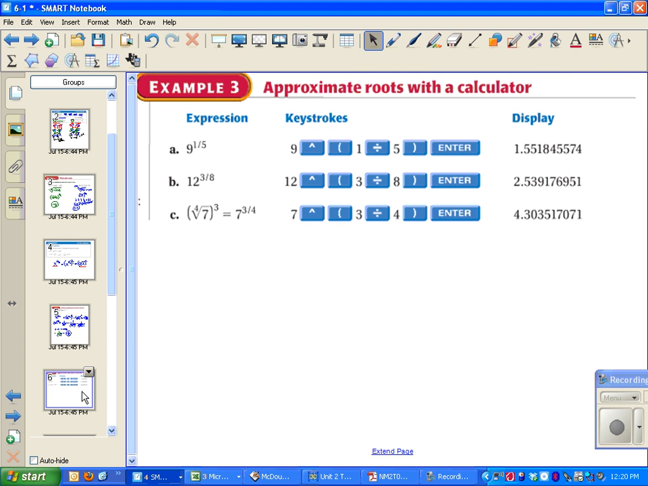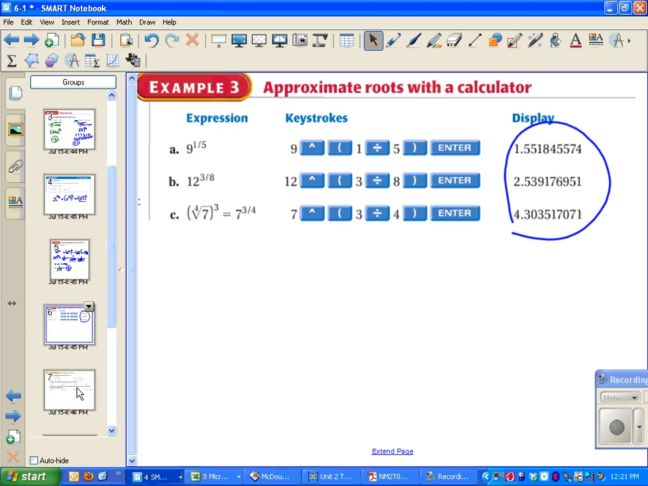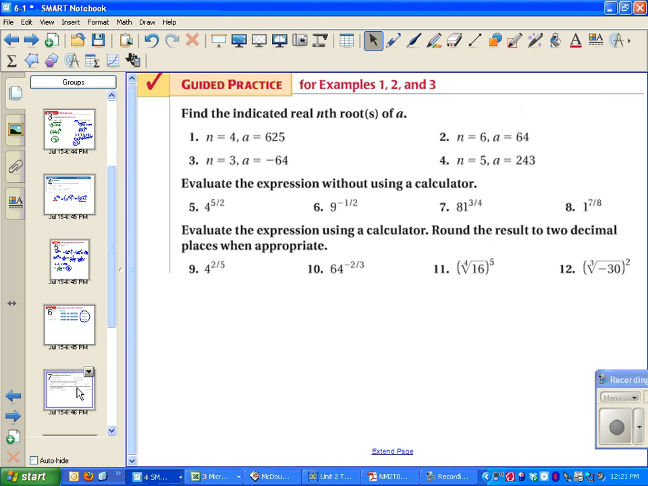Here is just approximate roots with a calculator. Your calculator may work differently. We can definitely help you in class with that, but try these, pause, try these, and then make sure you get the display. If you do not, I can help you in class. Right, guided practice. Here, 5 through 8, make sure you don't use a calculator. You're going to break it down into something that makes sense, just like we did. And then 9 through 12, you are using your calculator.